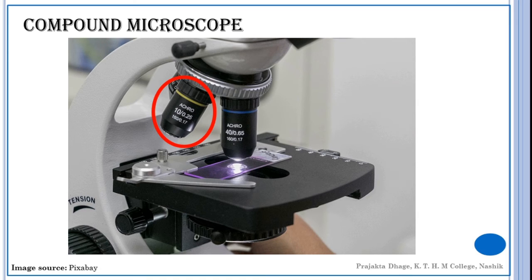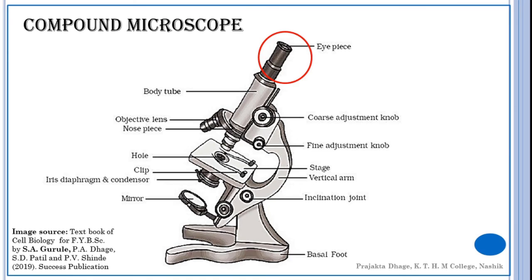Now we'll again move on to the oculars or the eyepiece. Those are located at the top of the body tube. A monocular microscope consists of one ocular, while binocular microscopes have two oculars of similar magnification. The choice of several oculars is available depending on the magnification required. Generally, oculars with 5x, 10x, 12.5x and 15x are available.